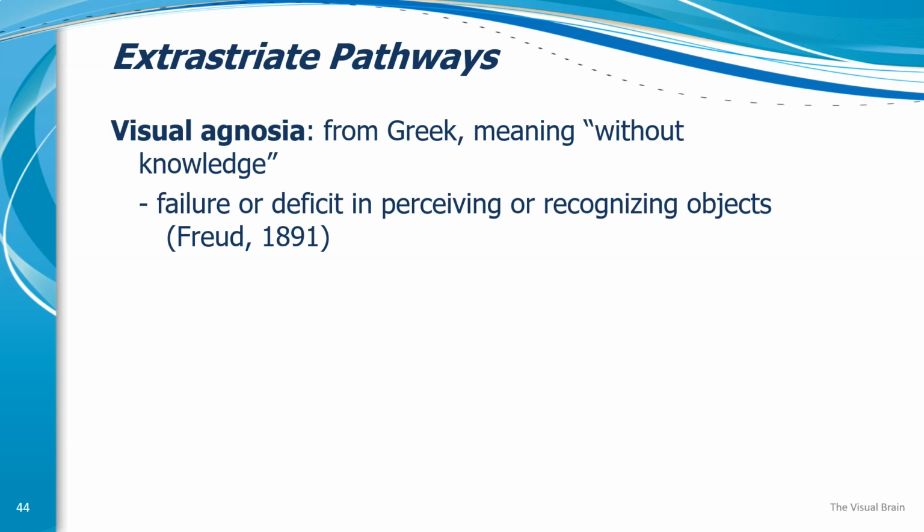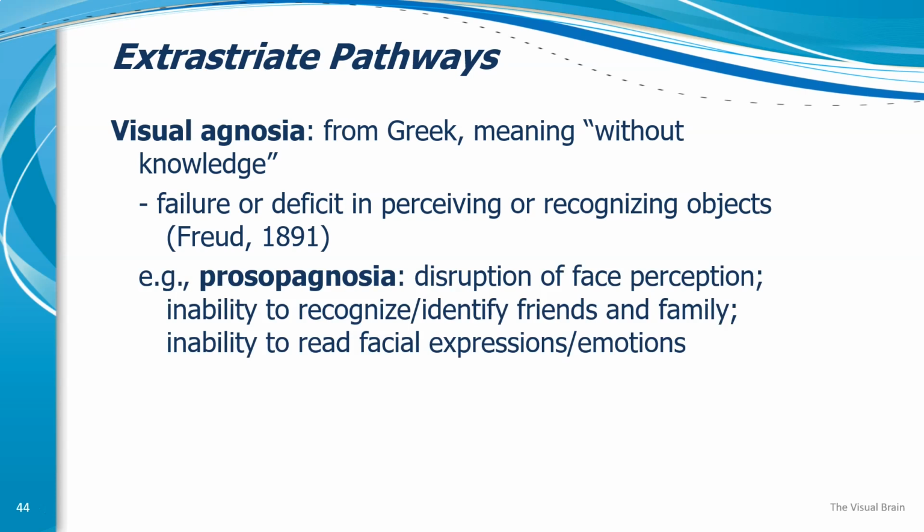Now we have seen the word agnosia already in this lecture as part of prosopagnosia. So prosopagnosia is a form of visual agnosia. It's very specific. It is a disruption of face perception and processing. People who have this, again, may not be able to identify friends or family members. They have extreme difficulty, or maybe even cannot, read facial expressions or emotions.